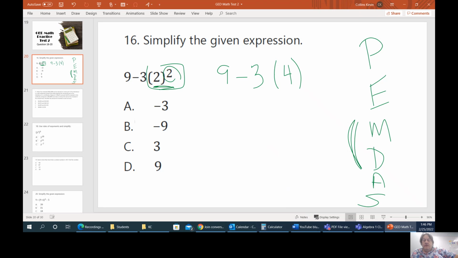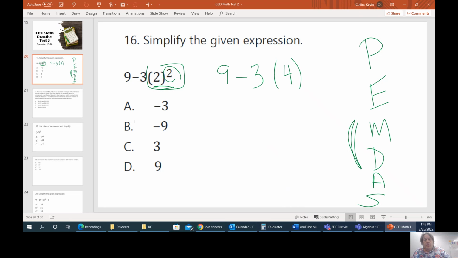Then we have multiplication and division come next. So M and D is multiplication and division. What you want to do for this one, just remember that if you do have a bunch of multiplying and dividing going on, go from left to right. It's not like you have to multiply all the multiplications first and then do the divisions. That's not how it works. That's going to be the same way with adding and subtracting, but we'll get to that in a minute.